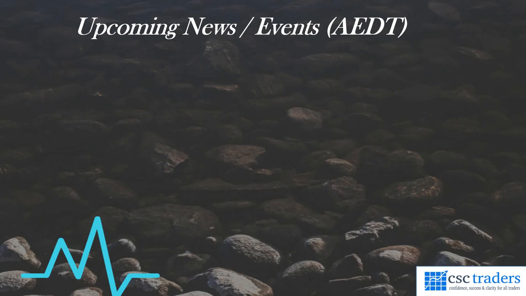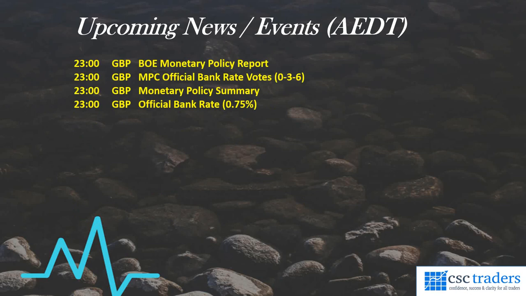What's on the agenda for the session which is about to kick off? We have this evening at 11 o'clock from the UK, it's a big night. We have the monetary policy report, their official bank rate votes, the policy statement, and of course the bank rate. That all happens at 11 o'clock, so look out for that one for any pound traders. And then after midnight at 12:30 from the US, we have the advanced GDP numbers which are due out.